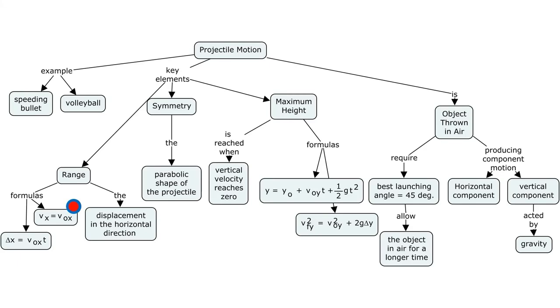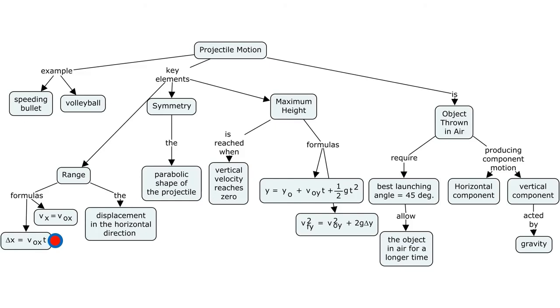And the formula for range is actually in terms of the velocity along the x-axis, which is always equal to the initial velocity along the x-axis, because there is no hindrance to the velocity along the horizontal component, unlike the vertical component, which is always acted on by gravity. That is why as the object in the vertical component is thrown upward, it slowly decreases until it reaches zero velocity and it drops back to earth.